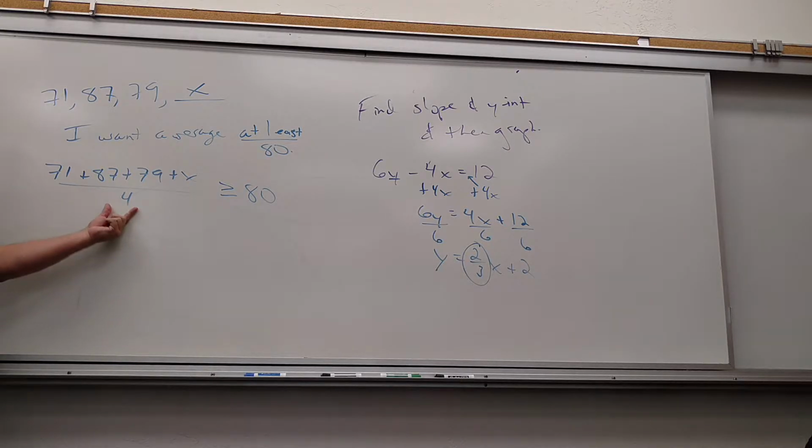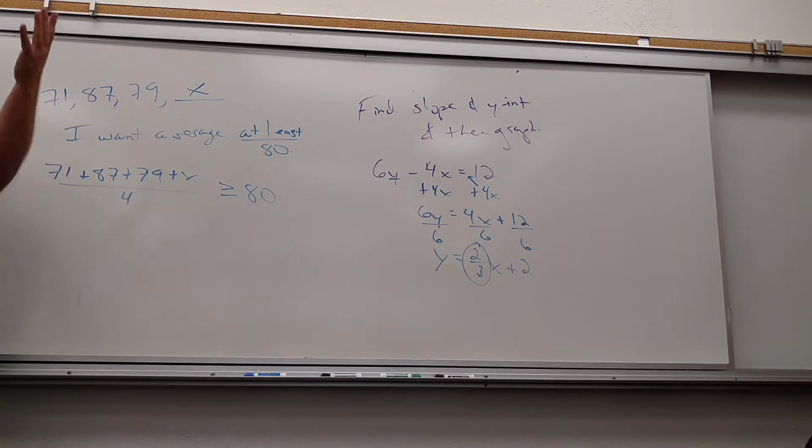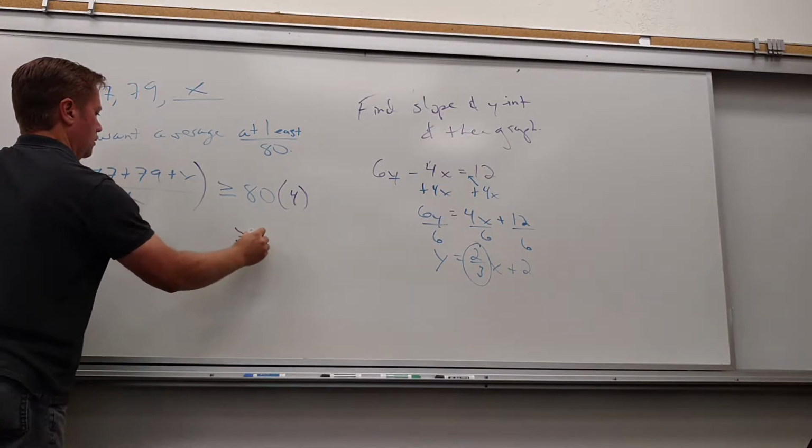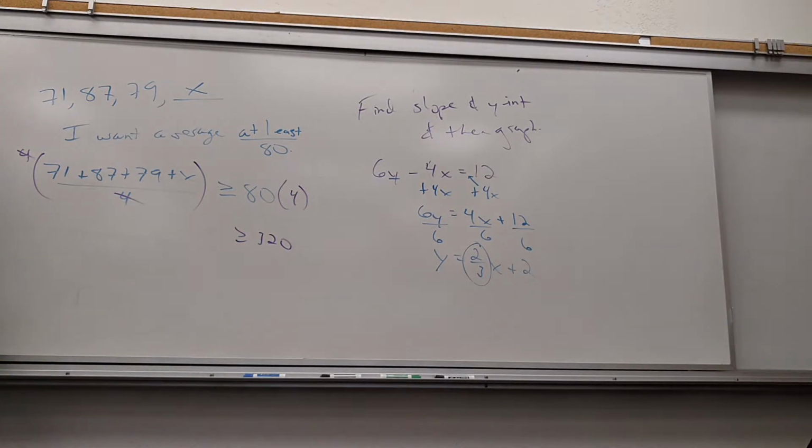What do you want to do? I want to multiply by 4. Thank God there's another side that I can do it to as well. So I'm going to multiply by 4. Why did I put a 4 here in the first place? How many numbers do I have total at the end? 4. How do I find the average of any set of numbers? Add them up, divide by how many there are. So now why am I multiplying by 4? Just to get rid of the 4. It's making a bunch of fractions.